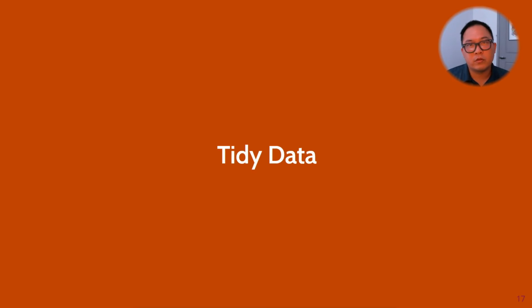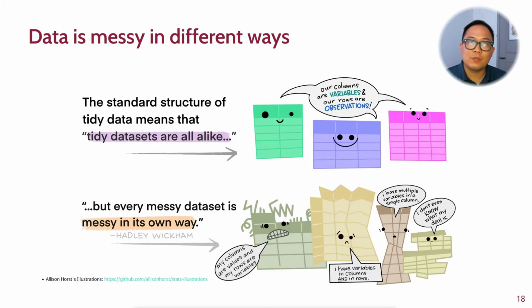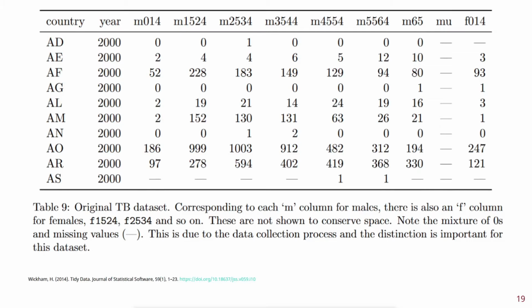So we focused our materials around tidy data. Data is messy in different ways, but we know that most tidy data sets have very common and similar features from one another. So one example that we use from Hadley Wickham's tidy data paper is this tuberculosis data set. And the thing that you'll notice here is in the columns, the gender and age group are all being contained in each one of these counts for tuberculosis for a given country and year.